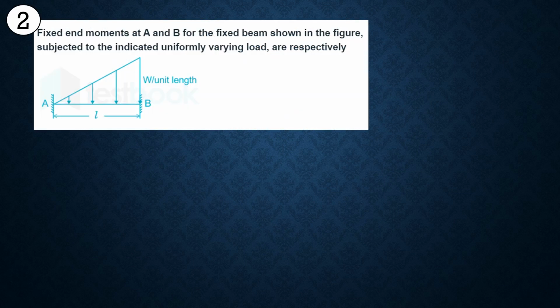Then the second question: the fixed end moments at A and B for the fixed beam shown in the figure, subjected to the indicated uniformly varying load, are respectively.